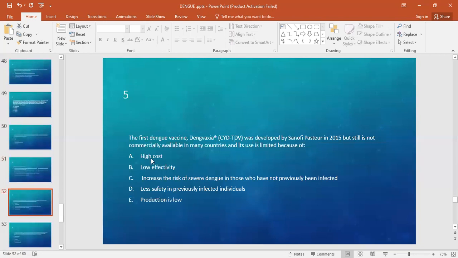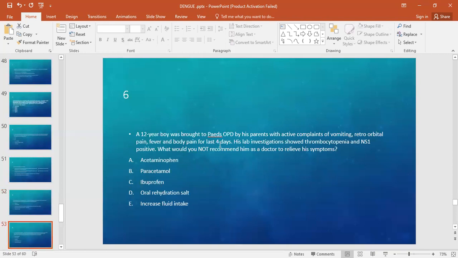The first dengue vaccine was developed by Sanofi Pasteur in 2015, but still it is not commercially available in many countries and its use is limited because of high cost, low effectivity, increased risk of severe dengue, less safety in previously infected individuals, and low production. A. C is the right answer. Increased risk of severe dengue in those who have previously been infected.